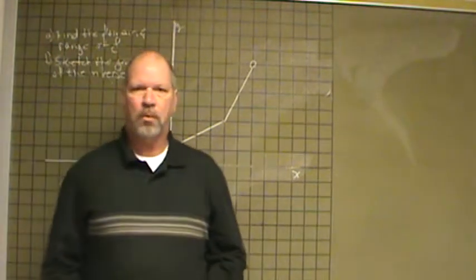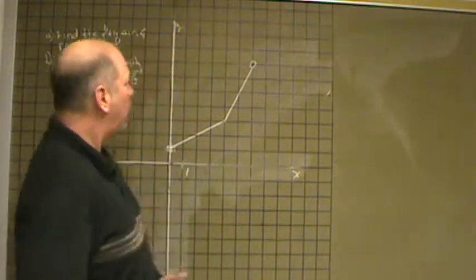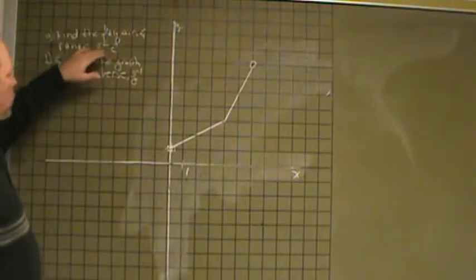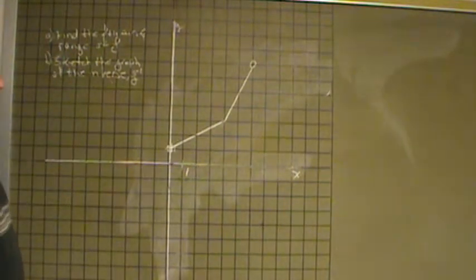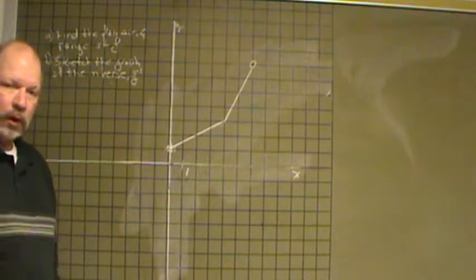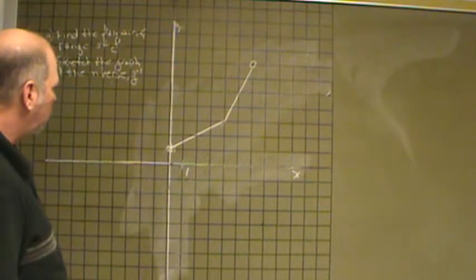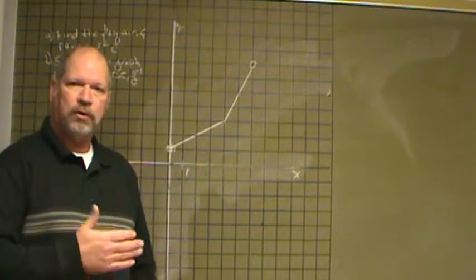Okay, in this example, what we're looking at is a graph. They gave us a graph and they're asking us to find part A, the domain and range of this function f. In part B, we're supposed to sketch the graph of the inverse, f to the -1 of x, or the inverse of f.